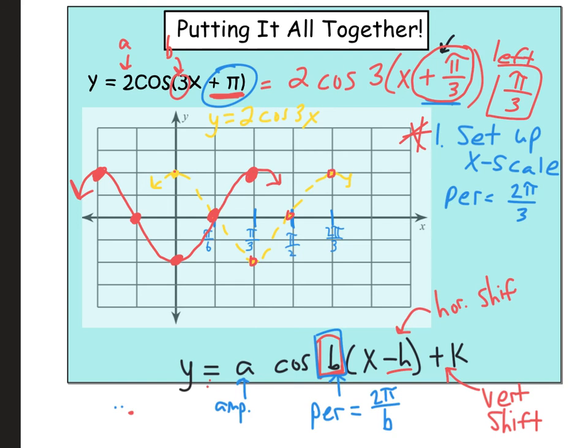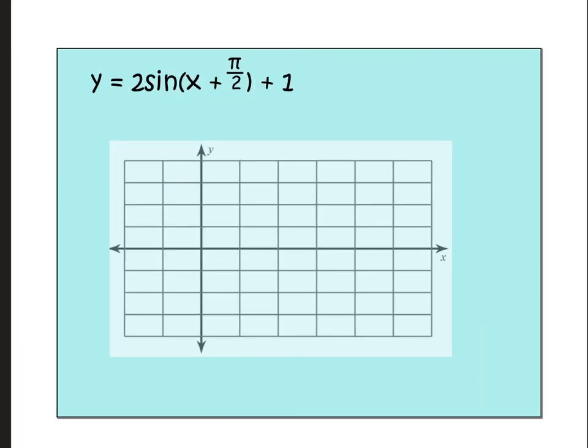So let's do one last one together. Here's one: y equals 2 times the sine of x plus pi over 2, plus 1. So let's think about what we got going on here. First, step 1, set up the x scale. Every single time. I just find this makes it so much easier. Now this one, remember, it's a times sine. This one doesn't have a b value.